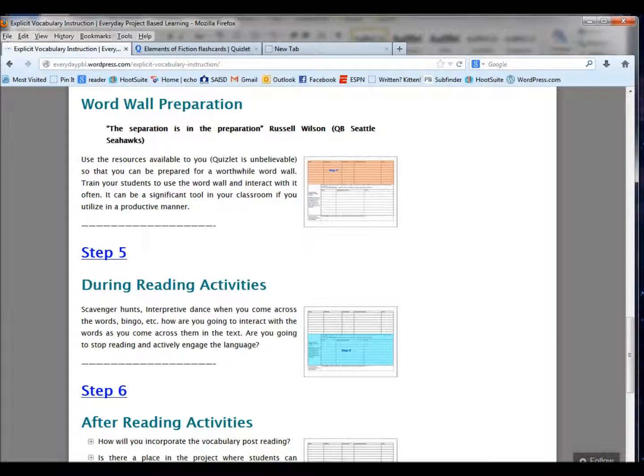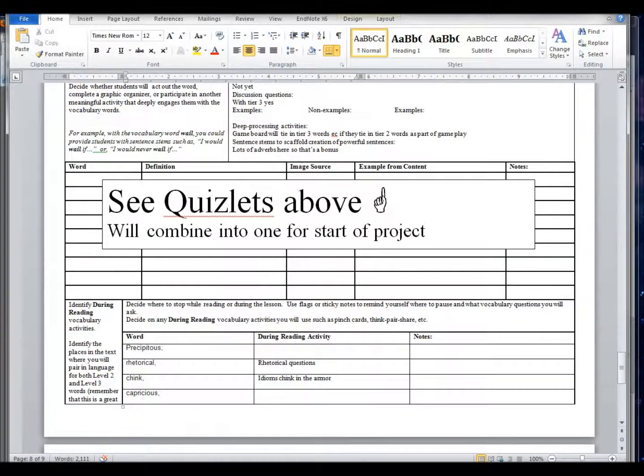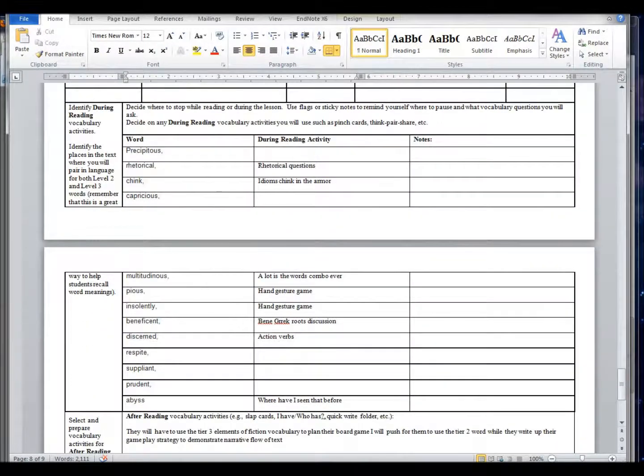Step 5 is going to be during reading activities. So what are you going to do while you read to bring out these words and highlight these words? Moving forward, I haven't got them all, but I've got most of them. What am I going to do? When we talk about rhetorical, we're going to have a little mini session on rhetorical questions. And that, given my sarcastic nature in class, might actually be rather fun. The chink, we're going to talk about the chink in the armor, the idiom there.